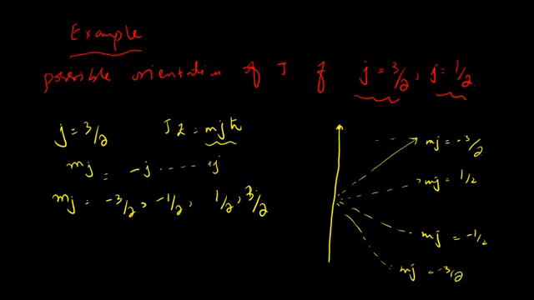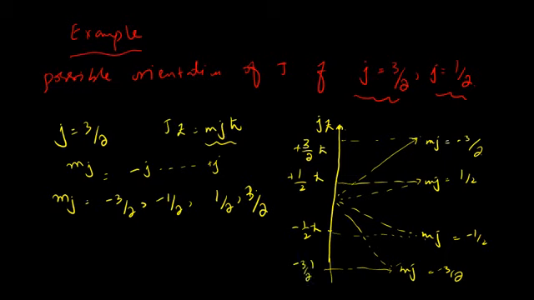So in the Jz direction, the values are plus 3/2 h-cut, plus 1/2 h-cut, minus 1/2 h-cut, and minus 3/2 h-cut.